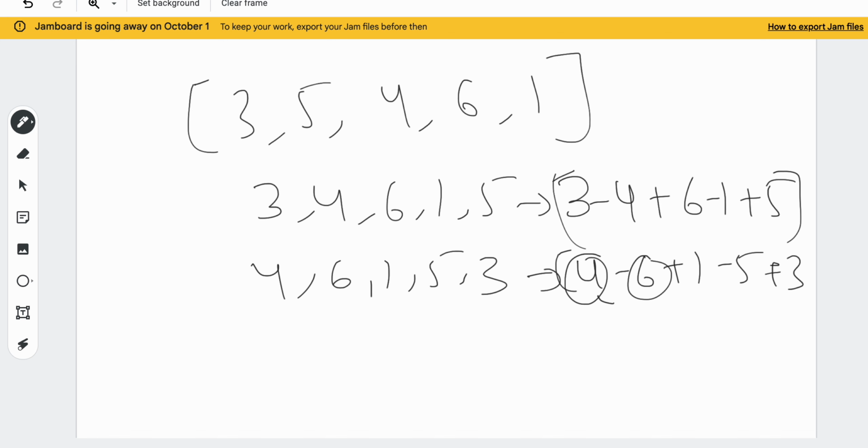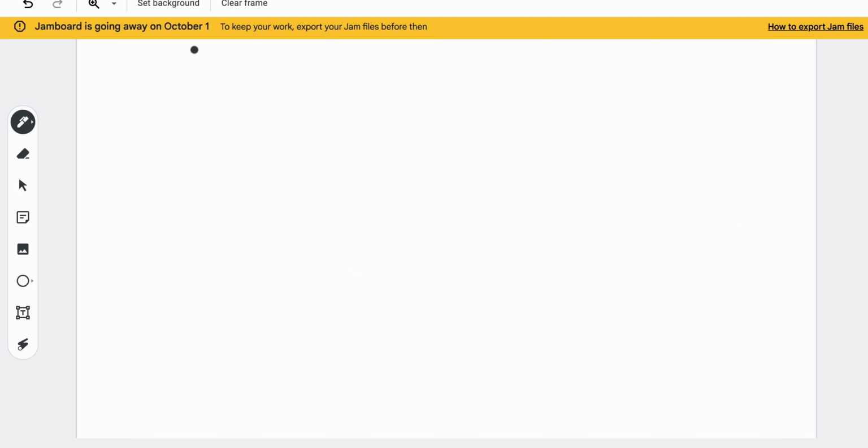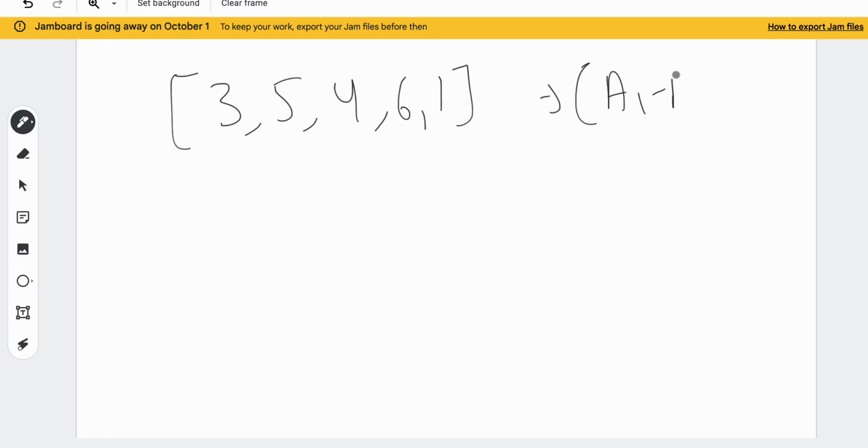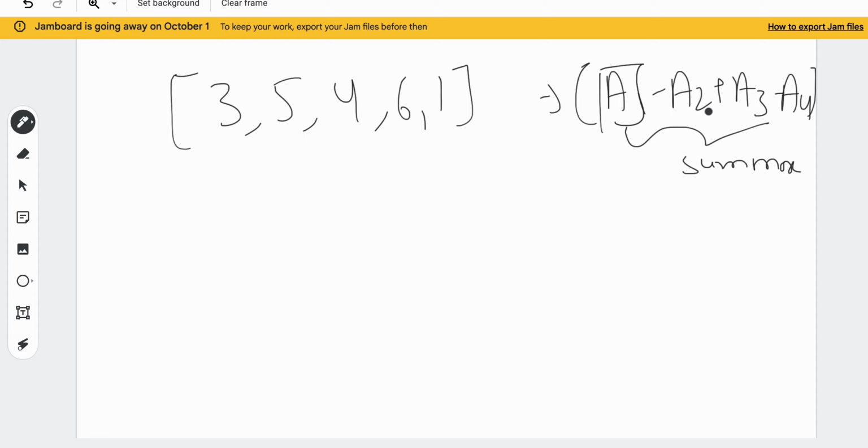So now friends, let's understand how we would do this question. Suppose this is our array 3 5 4 6 1, and we have to do a1 minus a2 plus a3 minus a4, right? So friends, we have to make this sum maximum. You can see we have to have addition signs as well as negative signs, right?